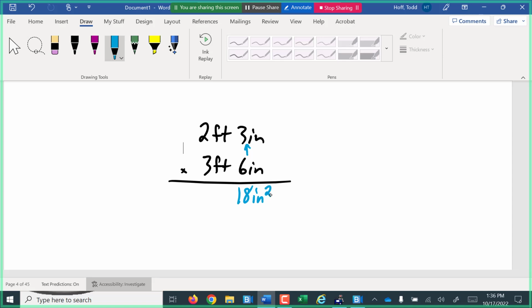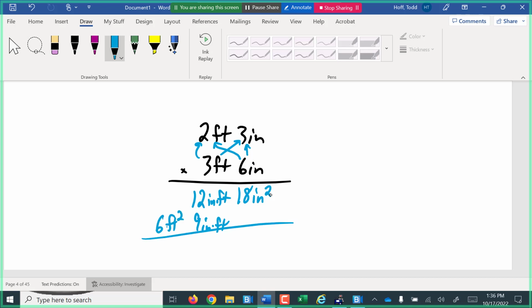But remember, when I multiply, I have to combine every digit of one number with every digit of the other number, which means I also have to multiply 6 inches times 2 feet. Well, 6 times 2 is 12. Inches times feet is an inch foot. If I go the other way, 3 feet times 3 inches, well, that's 9 inch feet. And 3 feet times 6 feet is 6 square feet.